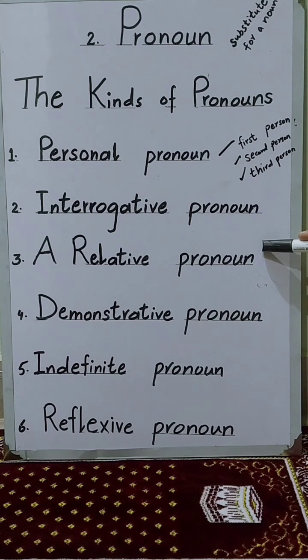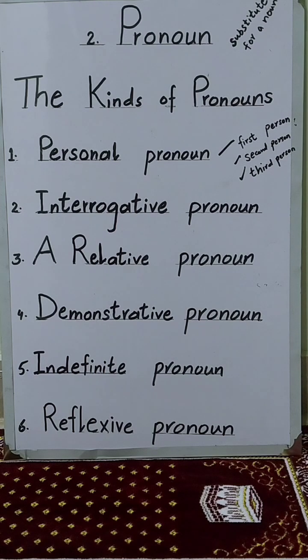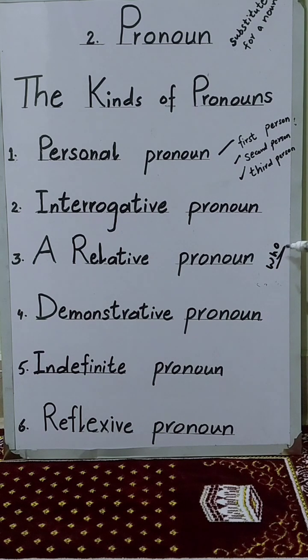Listen to these two sentences. I met Ali. Ali had just returned from America. These sentences can be joined together with the word who, right? I met Ali who had just returned from America. The word who is therefore a relative pronoun as it refers to some noun, Ali.